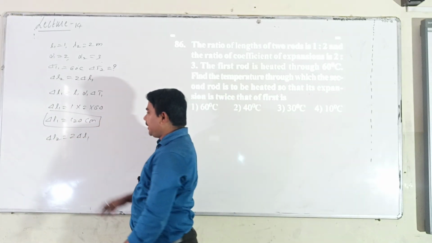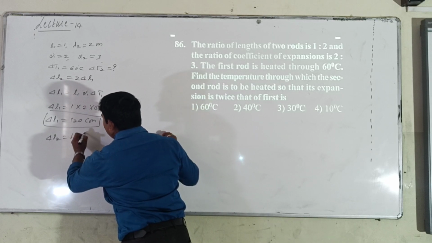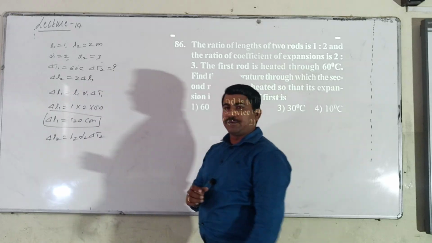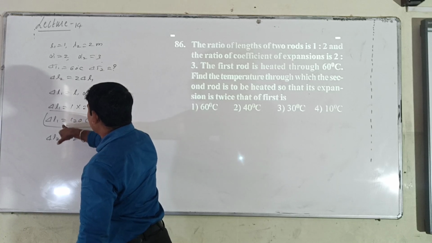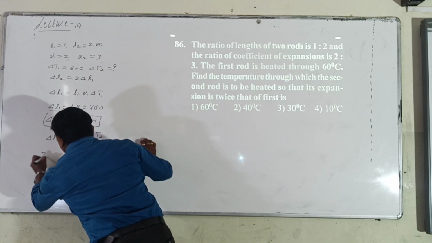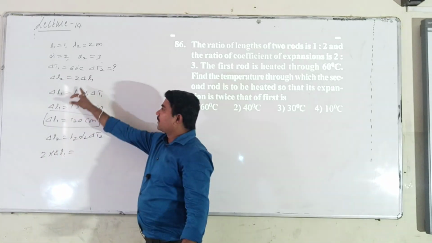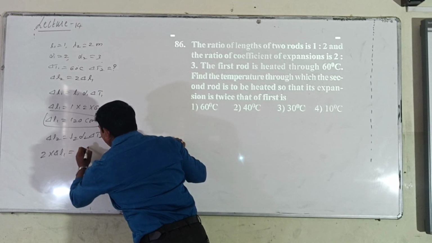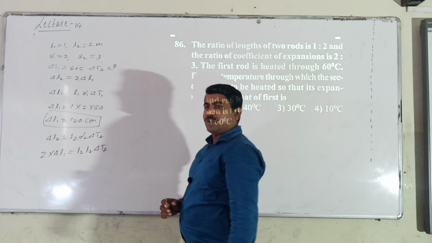But del L2, how to write? See here, initially del L2 how much? L2 is alpha 2 into T2, delta T2. Actually what is delta L2? It is 2 times of del L1. Condition is given already. See here, then L2 is alpha 2 into how much? Delta T2. Right or wrong?